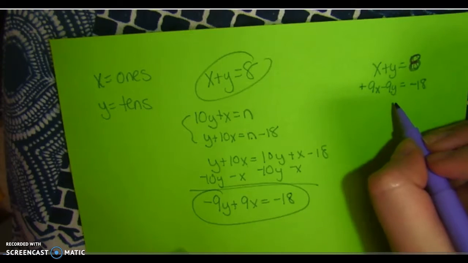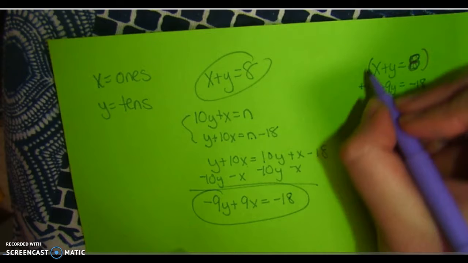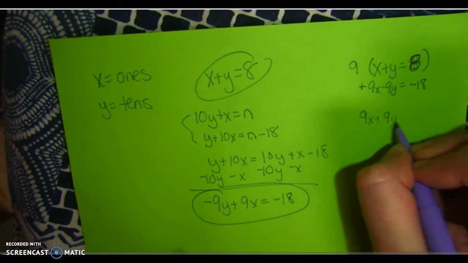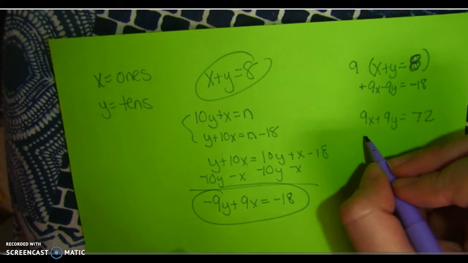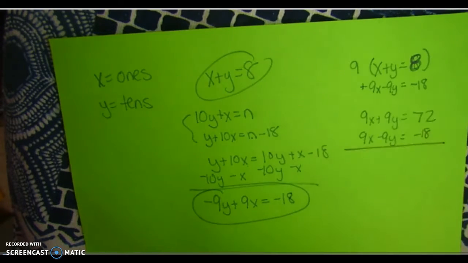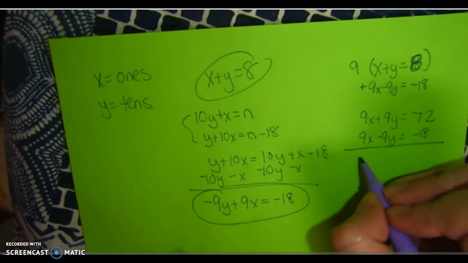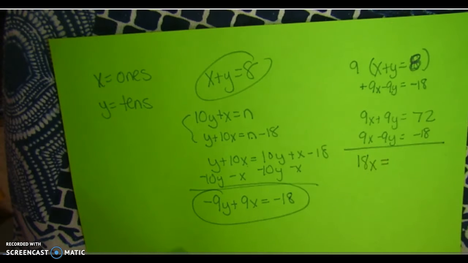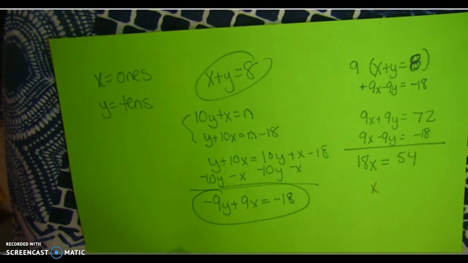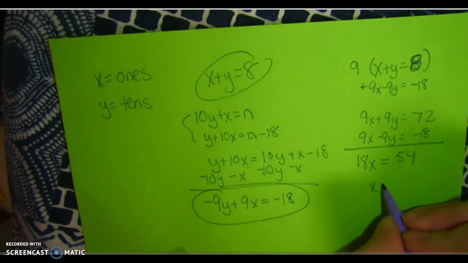Make sure that you have the right variables lined up because my y came first here, but my x comes here. So I'm going to cancel out my y. So that's going to become 9x plus 9y equals 72. And then I have 9x minus 9y equals negative 18. So I'm going to solve this. Set it up, and we're going to have 18x equals 54. So x is going to equal 3.